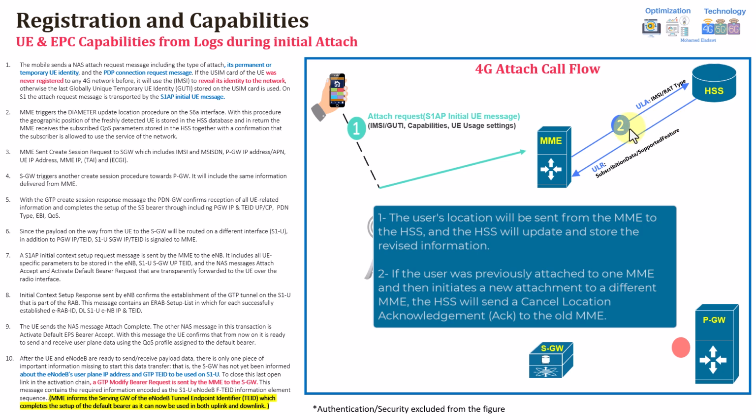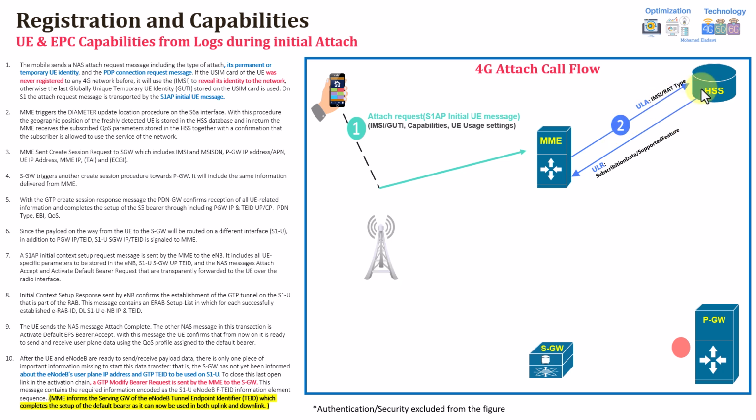And during this message, the HSS can store updated information about the user location in this particular ULA. And this is ULR, and this is the response, the update location response. So this is very important as well. In between, there are some authentication and security messages as well, to make sure the user is authorized to access the network, but I excluded them for simplicity.